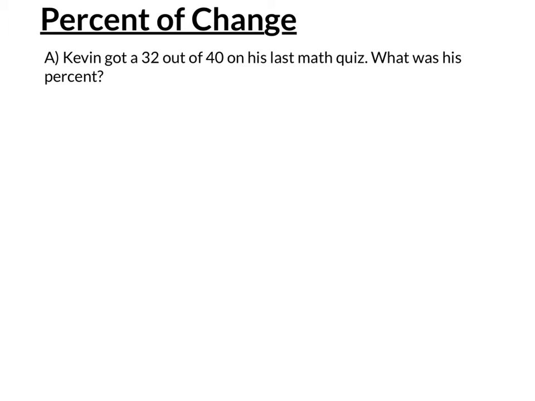Kevin got a 32 out of 40 on his last math quiz. What was his percent? There's a bunch of different ways we could figure this out. One way is just to divide 32 by 40. We have the part on top, and the whole on the bottom. So to divide that, we get 0.8 as a decimal. Nothing too crazy. So this is what 32 over 40 equals as a decimal.